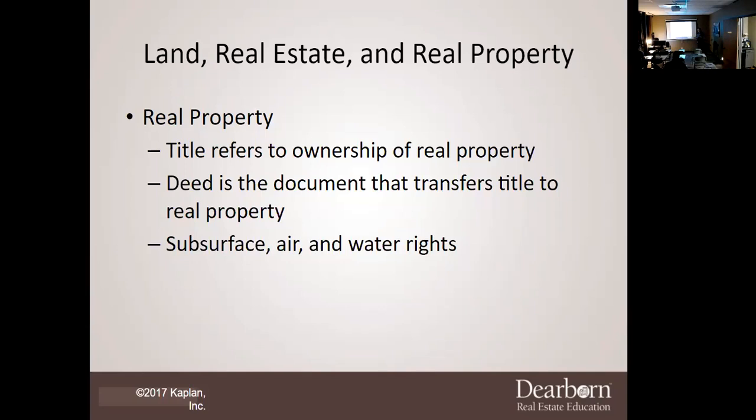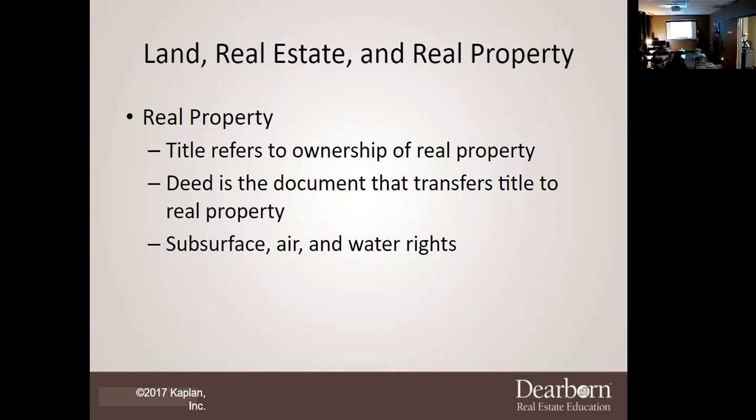Now, we talked about subsurface, air and water rights. I'm not going to spend a ton of time on this because when we get into the principles class, we're going to spend an entire chapter on these three items. And I mean an entire chapter. But what you need to know is that these three items are also going to convey to you when you purchase the property.